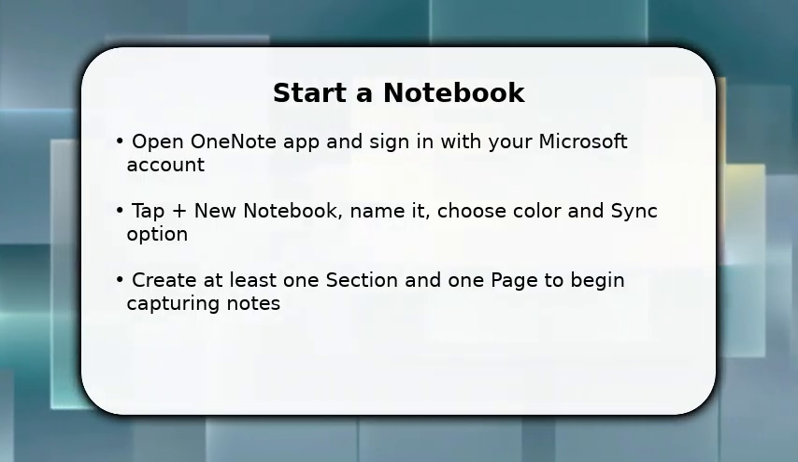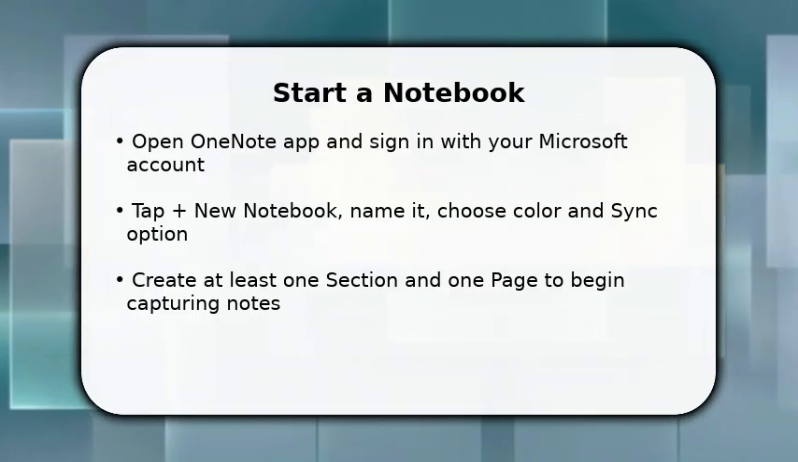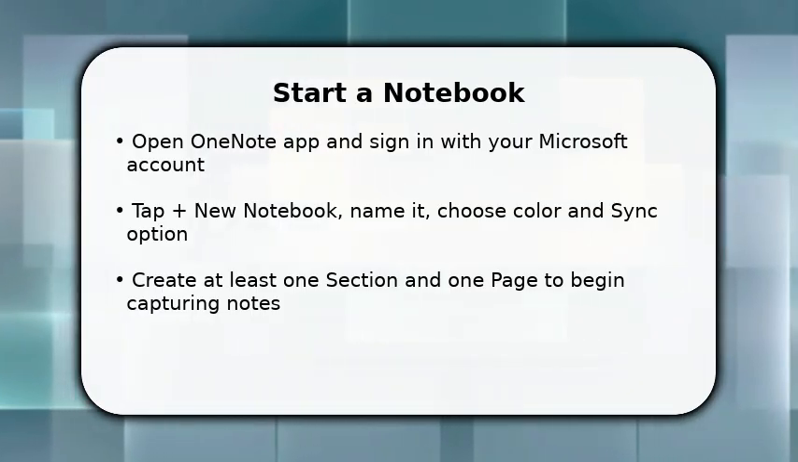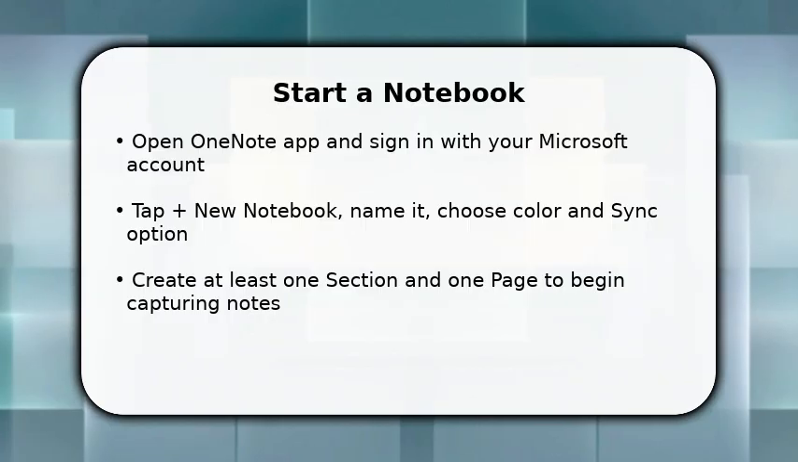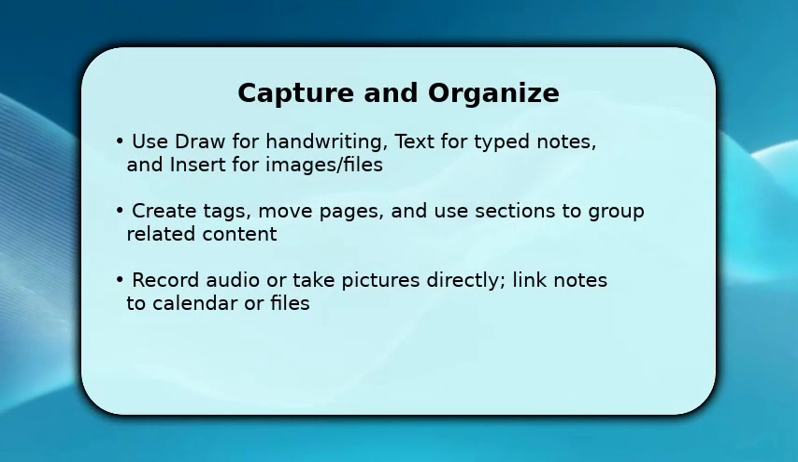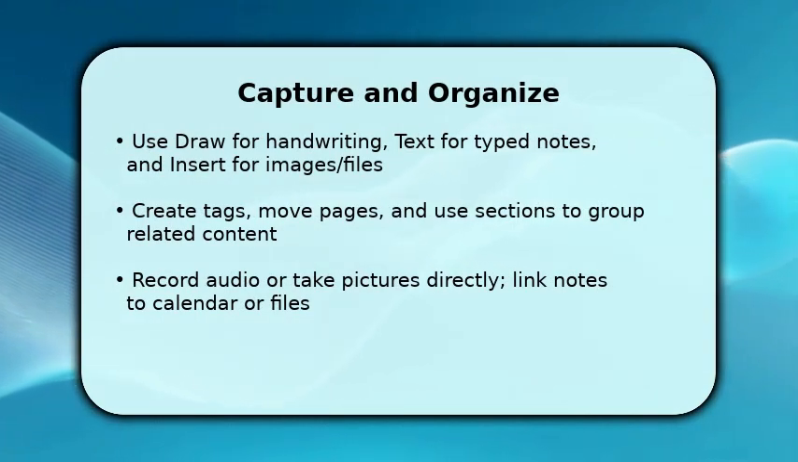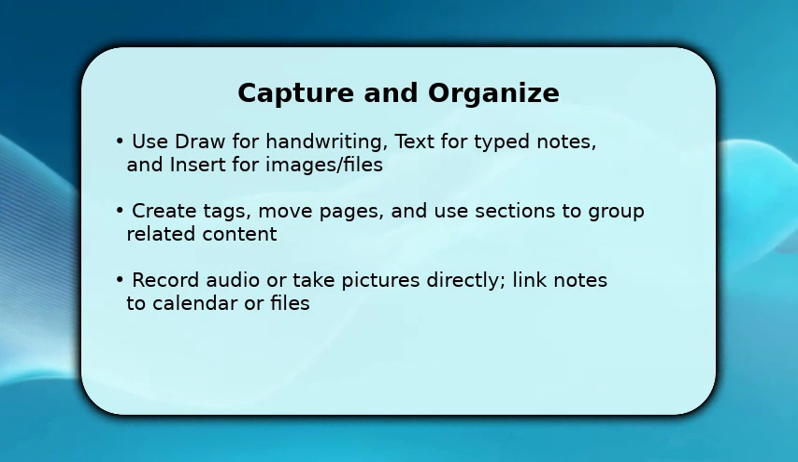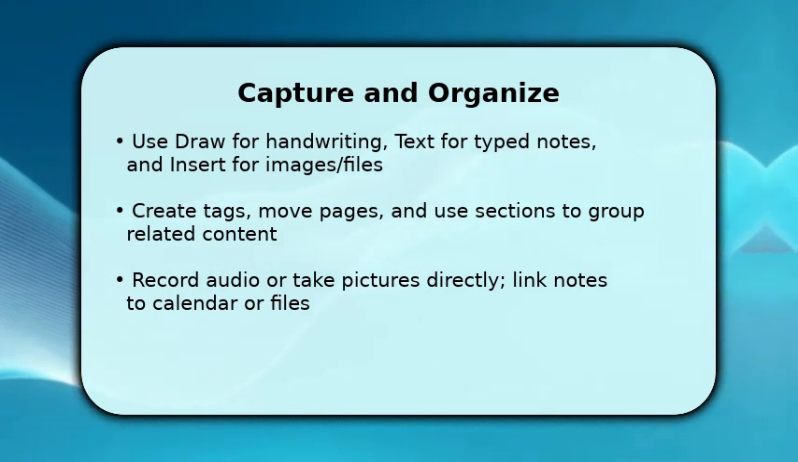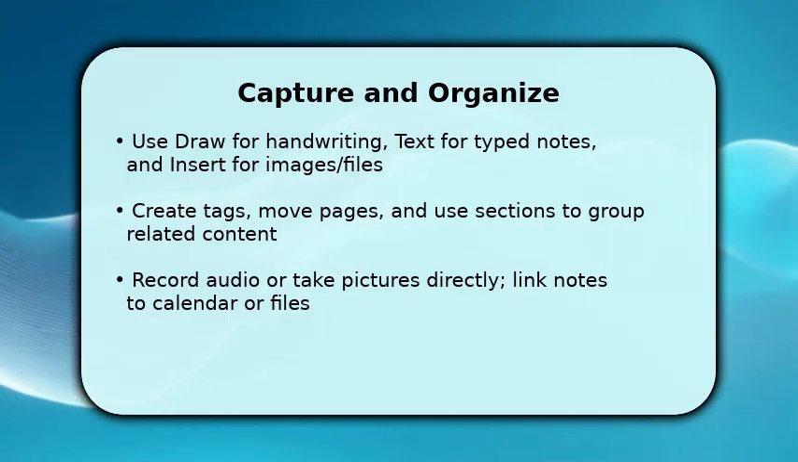Use a stylus or keyboard depending on your preference. This initial structure keeps everything organized and ready for detailed notes. Now you'll add content. Tap text to type, draw to handwrite with a stylus, or insert to add images and files. Once content exists, tag important items like action or question so you can filter later.